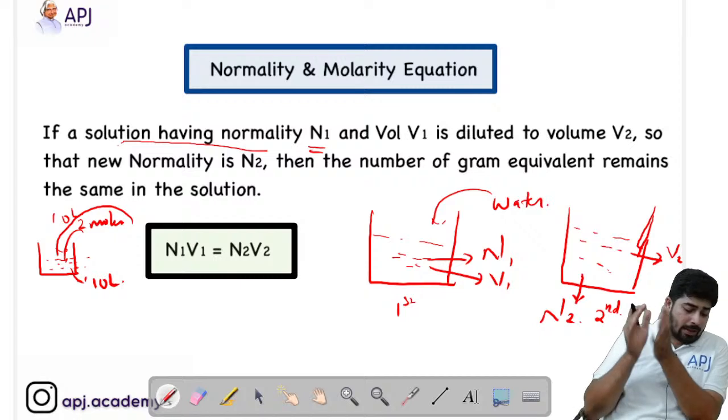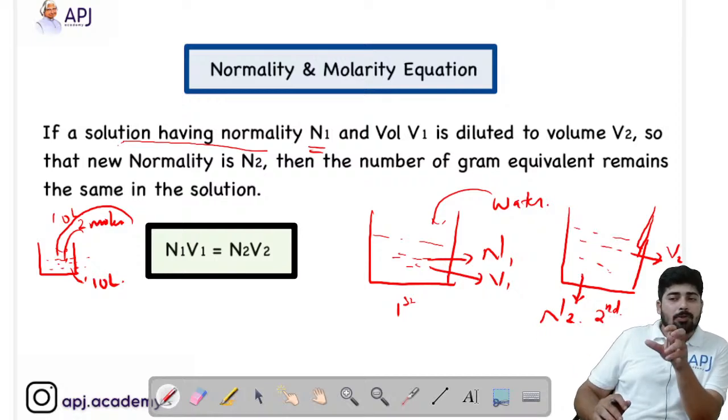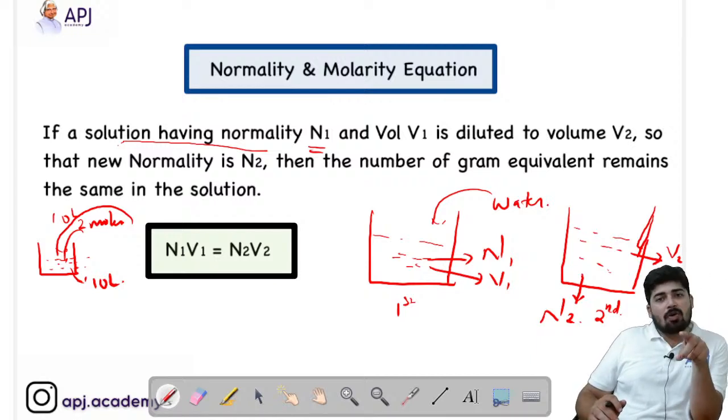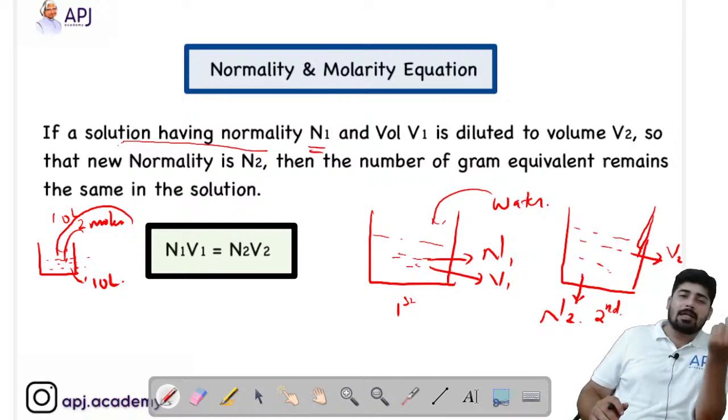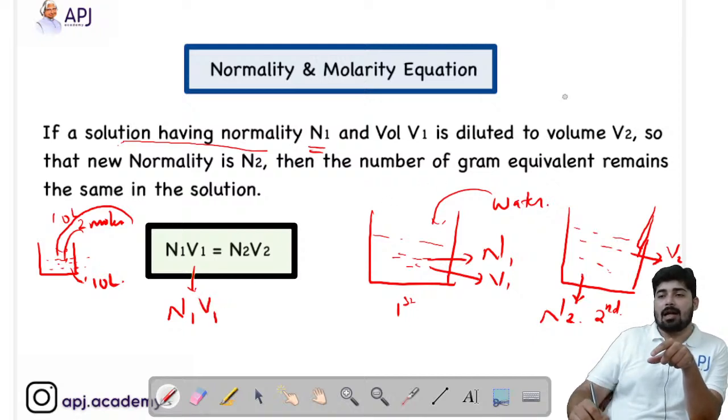Similarly, I have already told that the number of moles is equivalent to gram equivalence. So once you have added a certain gram equivalence of solute, then if you add more water or dilute the solution, the gram equivalence remains the same. How to calculate gram equivalence? That is equal to normality into volume. Normality into volume will give you the gram equivalence.